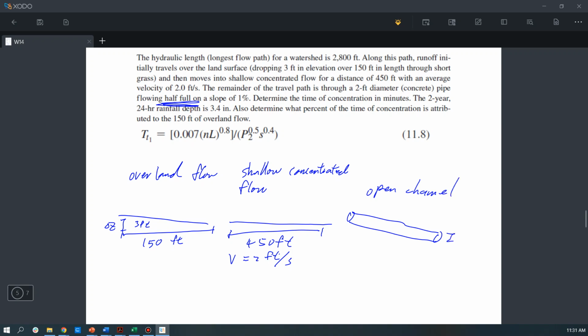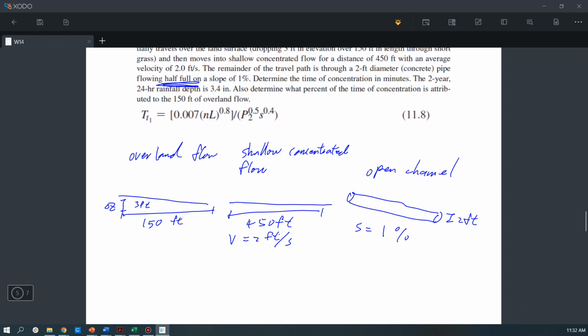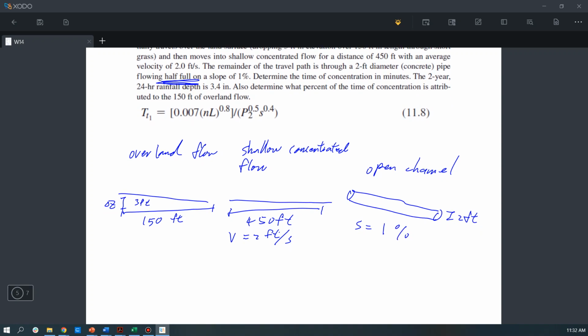And the diameter is 2 feet with the slope equal to 1%. Okay, so let's first calculate the time of concentration on this overland flow, and we will use equation 11.8. The T1 is equal to 0.007 times the main equation.